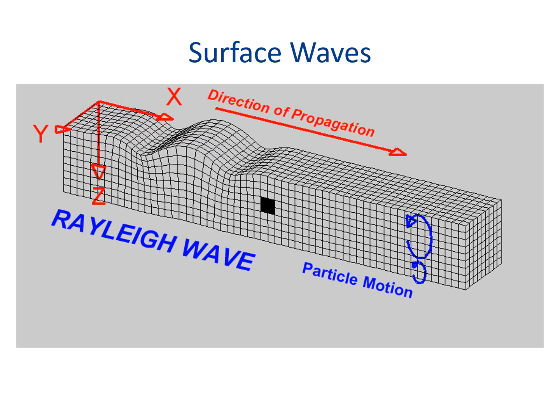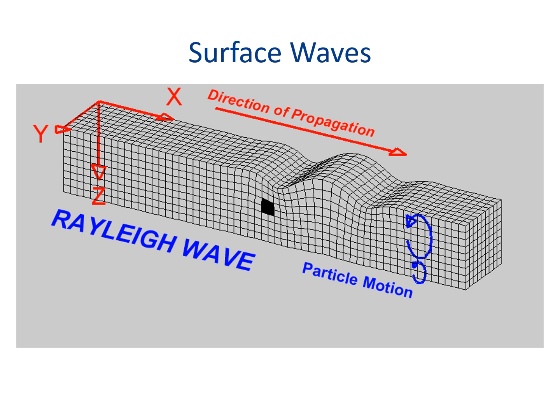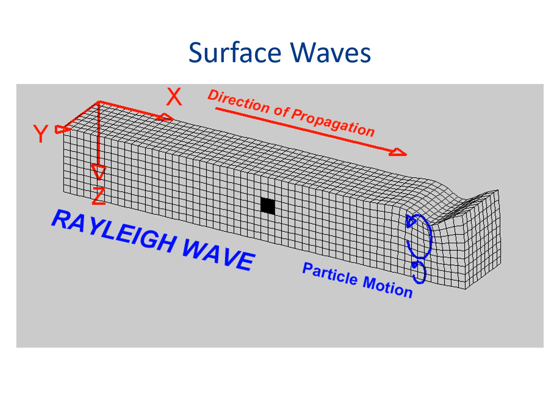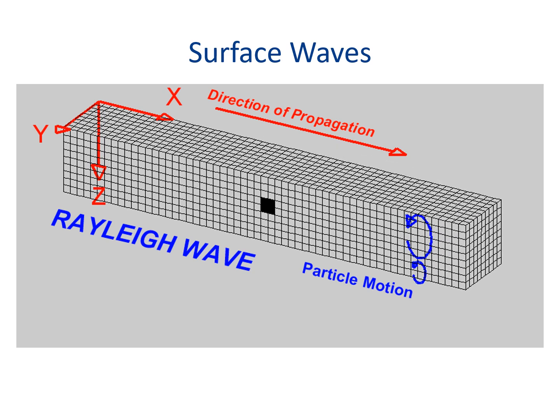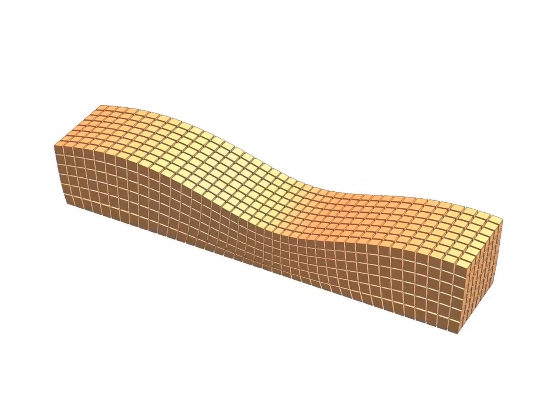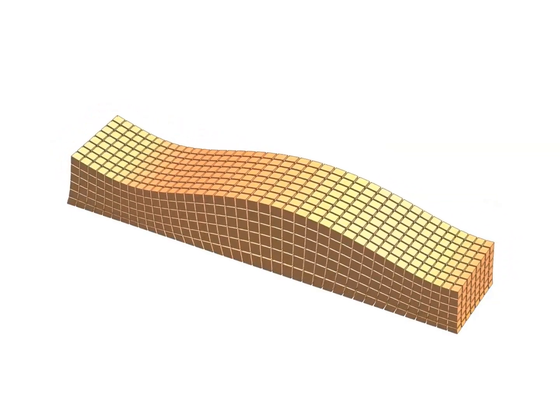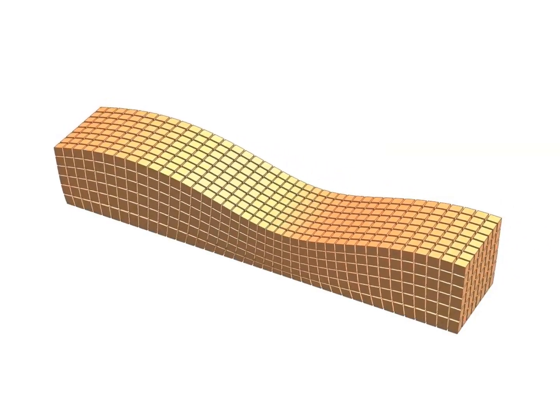Notice the little blue arrow that shows the direction in which the surface sort of rolls backward as the wave passes. In this animation, you can see how the ground moves in a circular motion against the direction of the wave movement.